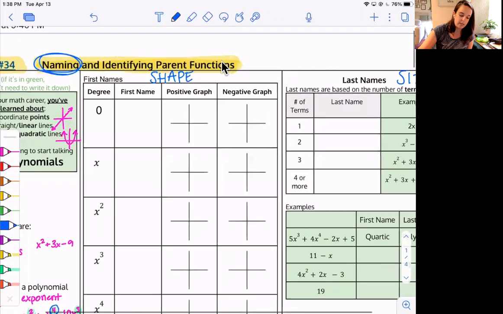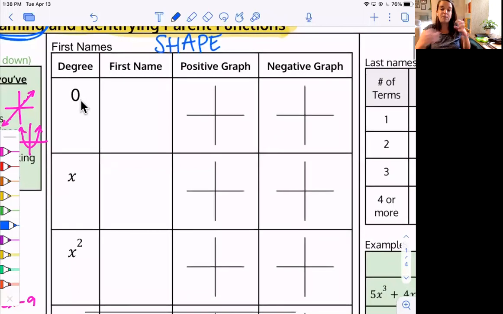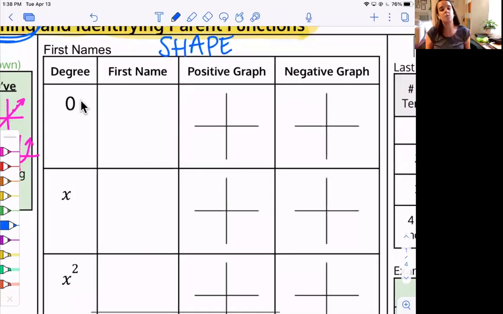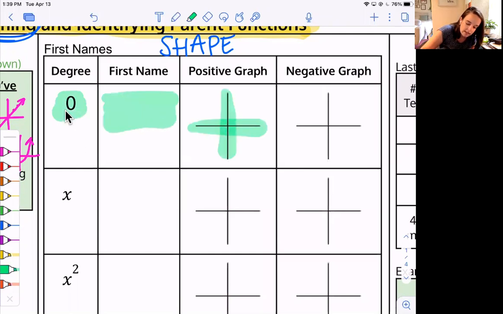All right. So let's talk first about first names. The degree, the biggest exponent, tells us what the shape of the line is. So if the degree is 0, yeah, Mia, you're going to write this down. You're going to write down this 0. You're going to write down the word that I put right here. You're going to write down this graph, just like this. You don't need to have these ones up here. Thank you for asking that clarifying question.